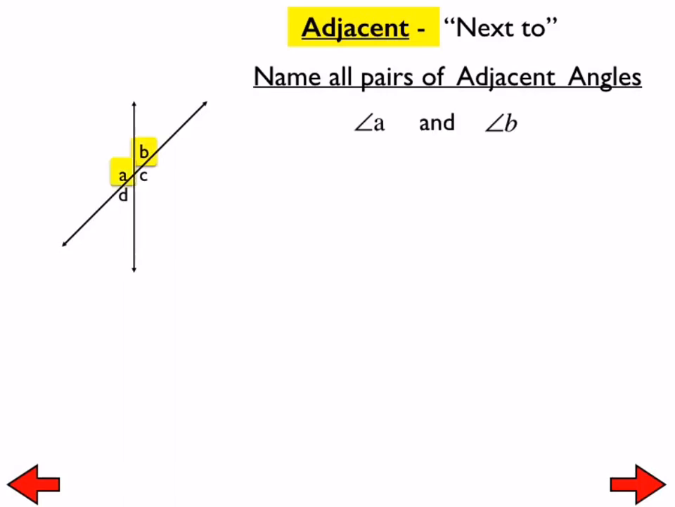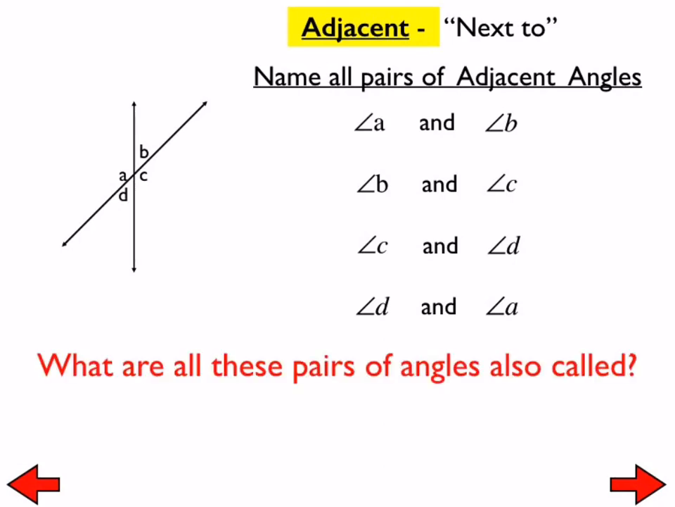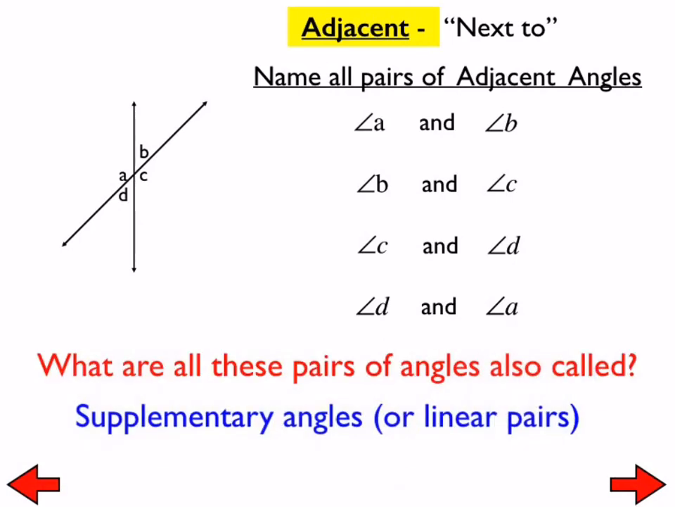A and B are adjacent. They also happen to be supplementary, and they form a linear pair, by the way. B and C, that's another pair of adjacent angles. C and D, those are adjacent. And also A and D, and I think that was the one maybe we had not listed yet. And so, all of those are adjacent, but in this specific picture, they're also supplementary, and they also form a linear pair.